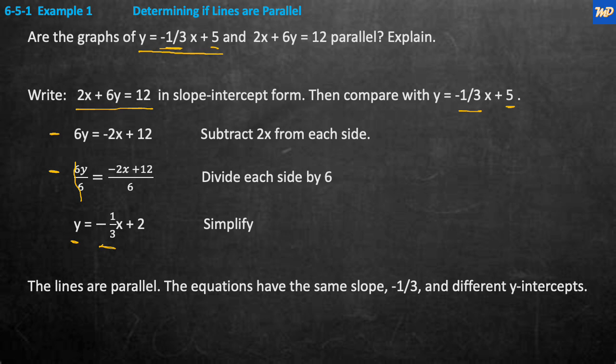And that satisfies the first part of our requirement. Our intercept is plus 2, and the other one is plus 5. So they have different y-intercepts. Therefore, the lines are parallel. The equations have the same slope and differing y-intercepts.